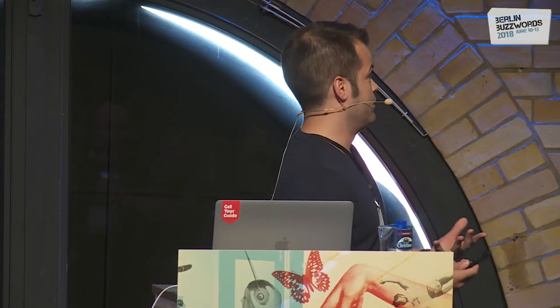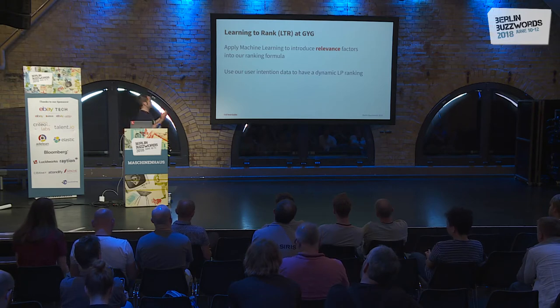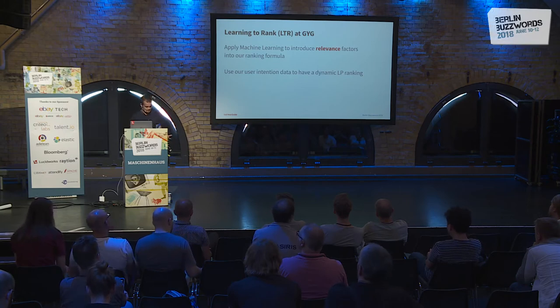Let's recap why we're doing this at GetYourGuide. We want to apply machine learning in our ranking formula on location pages to introduce text relevance factors. We currently have many business factors there. We want to keep them, maybe add more, but also introduce relevance factors in this formula. With this, we will be using our real user intention data and bring some dynamic ranking to landing pages.